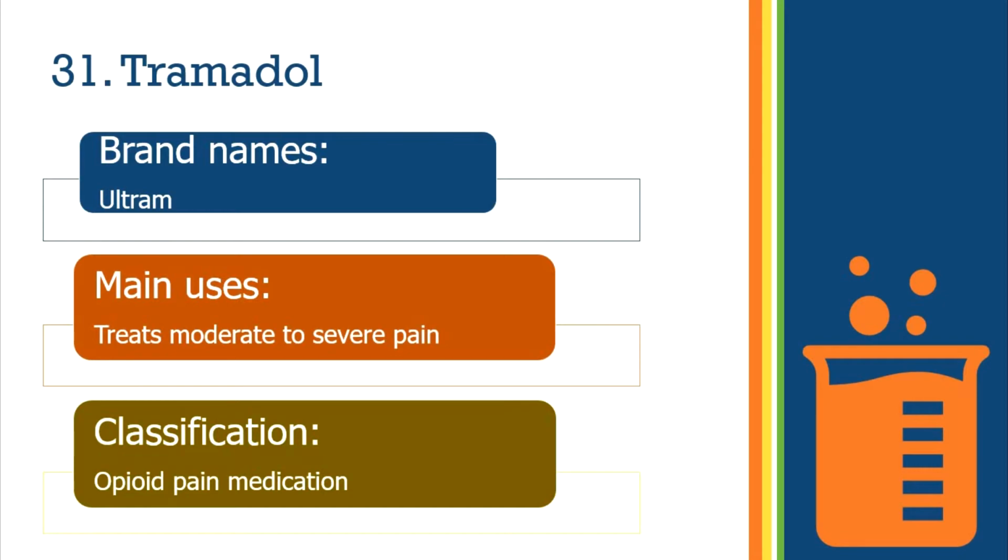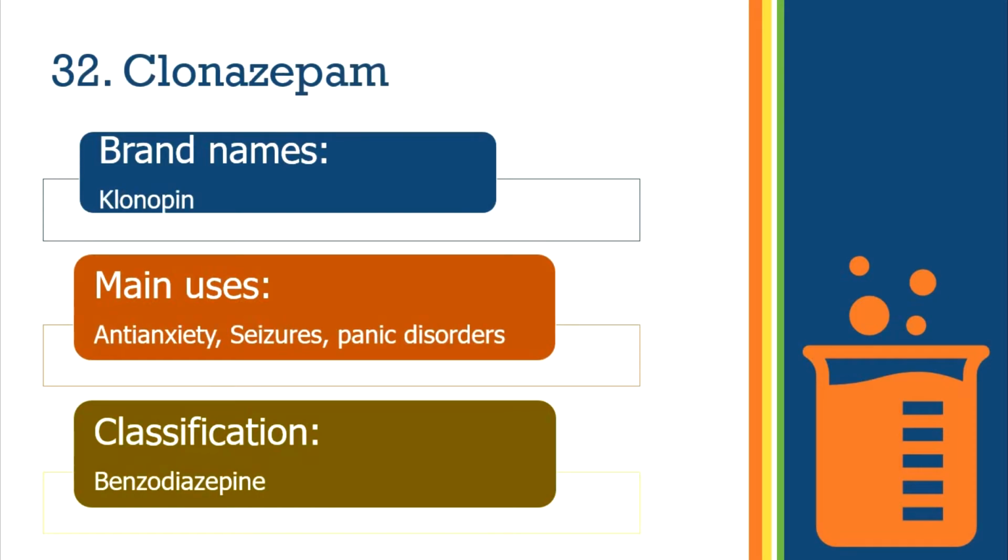Tramadol. The brand name is Ultram, mainly used to treat moderate to severe pain, and it is an opioid pain medication. Clonazepam. The brand name is Klonopin. It is an anti-anxiety medication, can also be used to treat seizures and panic disorders, and it is classified as benzodiazepine medication.